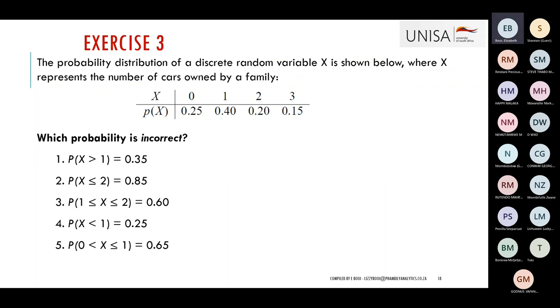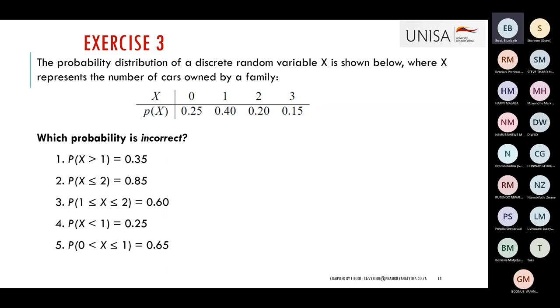The probability distribution of a discrete random variable follows the following. X represents the number of cars owned by a family. Those probabilities are given. Which probability is incorrect? So we're going to do this together. A couple of questions, we're going to do them together. I'm not going to give you time. And then there are about 8 questions. So we are on question number 3. It means the others you can do on your own as practice after this session.